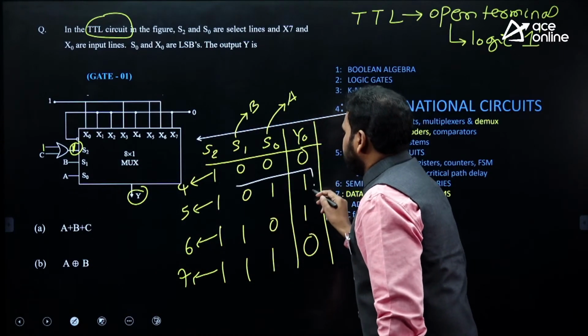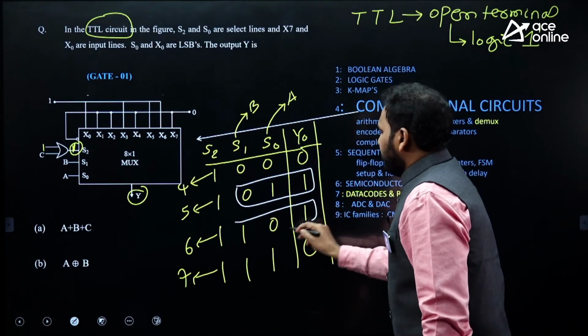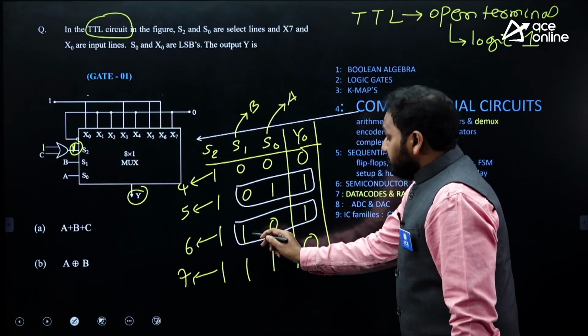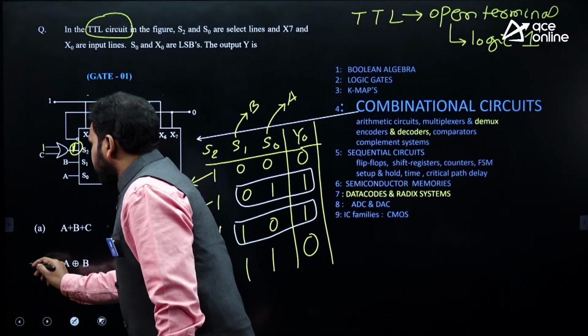What is this? Output 1, when B is 0, A is 1. What is this? Output is 1, when B is 1, A is 0. So B bar A plus B A bar. B bar A plus B A bar. A XOR B is the answer.